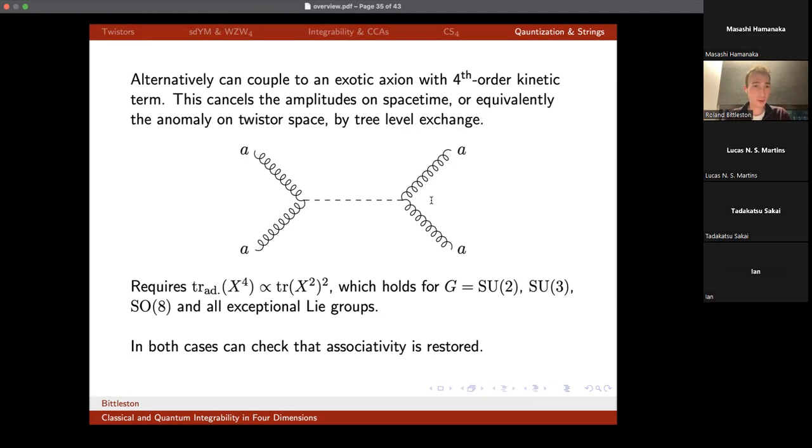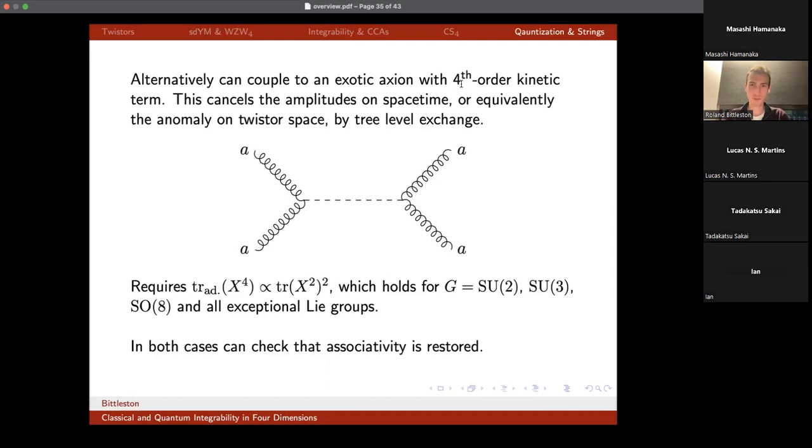The neat thing about this way of cancelling the anomaly is that you're cancelling a loop level diagram against a tree level diagram. It allows you to do certain loop computations with a lower order tree computation, or one loop order less. So that's what's nice about this kind of cancellation.